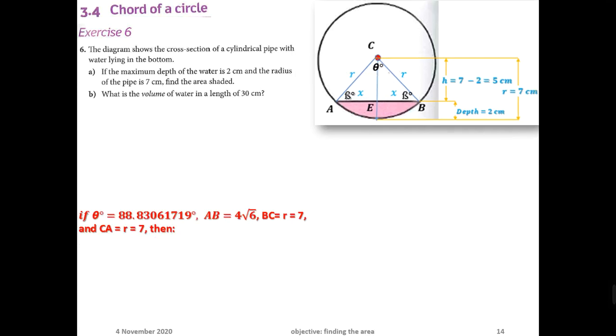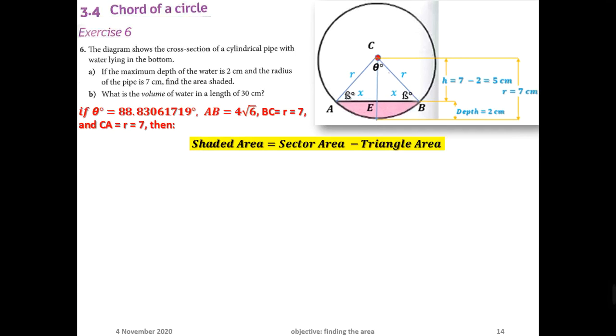So now that we found the unknown angle, so we know theta, we know AB, we know BC, and we know CA. So we are solving for this because we want to find the shaded area. So area of the sector minus area of the triangle. We found the triangle. Now we're going to find the sector.